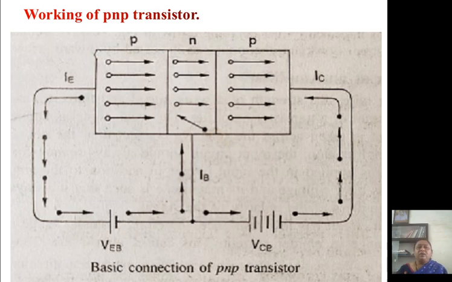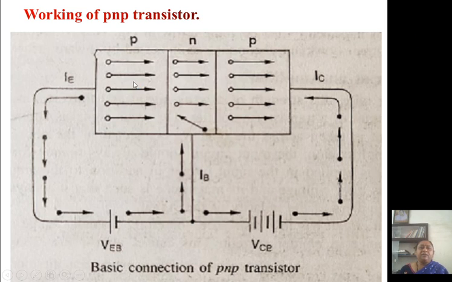Now working of PNP transistor. The figure shows the working of PNP transistor, that is the basic connection of PNP transistor. Now in the figure, see that in P-type material the majority carriers are holes. The forward bias causes the holes in the P-type emitter to flow towards the base.